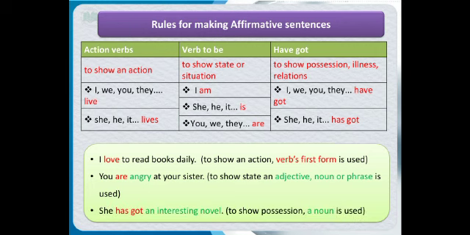She has got an interesting novel. To show the possession, we use have got or has got. Because here we have used she, so we are using has got with it. The noun is used to show the possession.